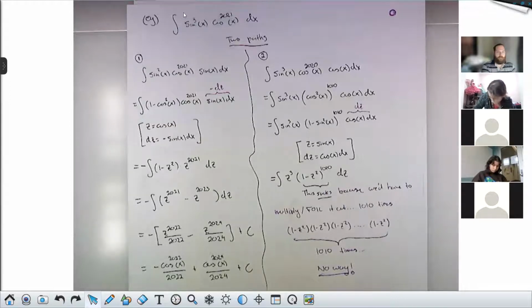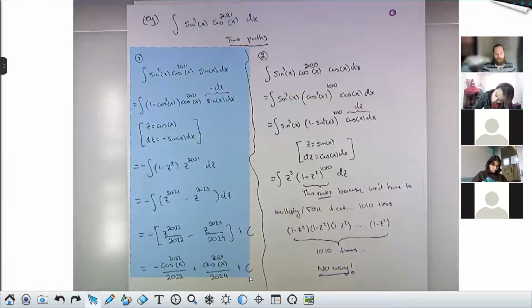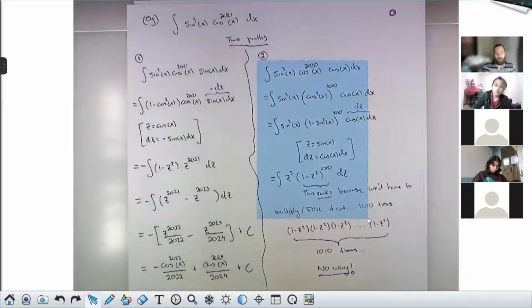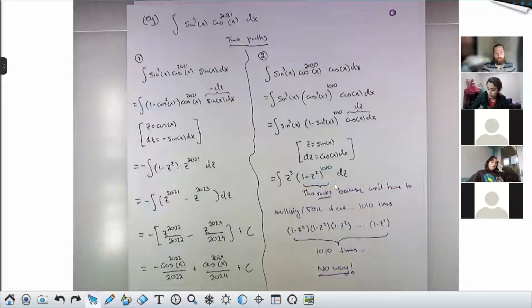So even if this was just like sine cubed times cos to the 7, you would want to go this way rather than this way, because this way you would have to FOIL out (1 minus z squared) to the 6, which is still going to take some time. So if both the powers are odd, your goal is to substitute for the larger odd power, which means you're going to set aside one copy of the smaller odd power, rewrite the resulting things in terms of the other function, and then do that substitution.